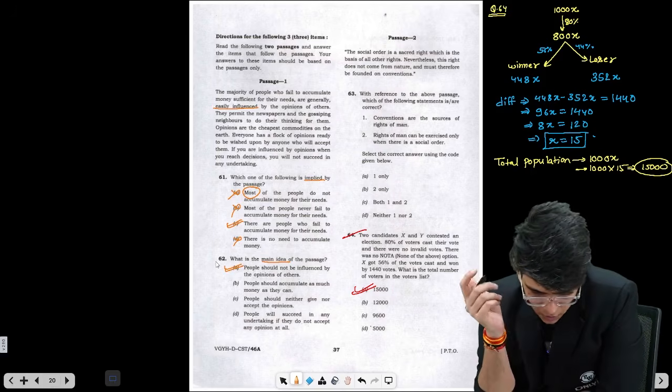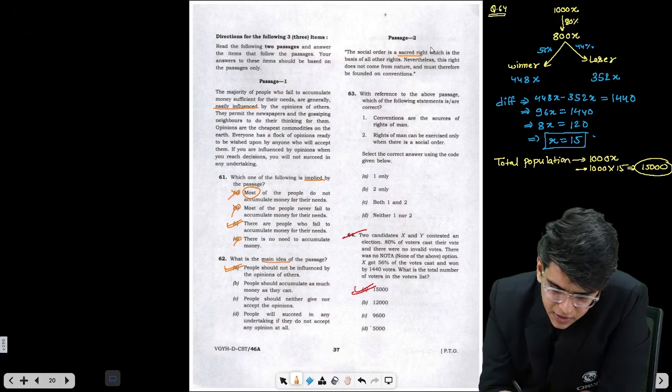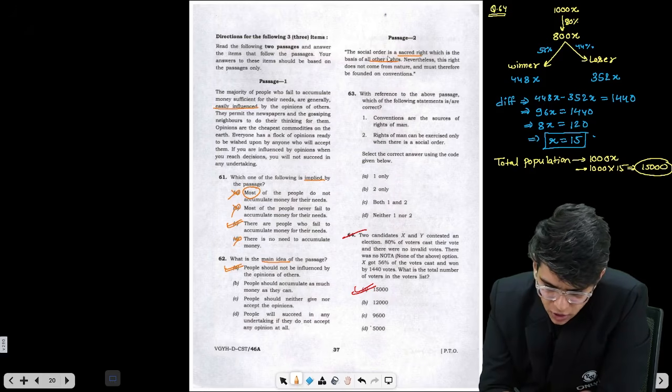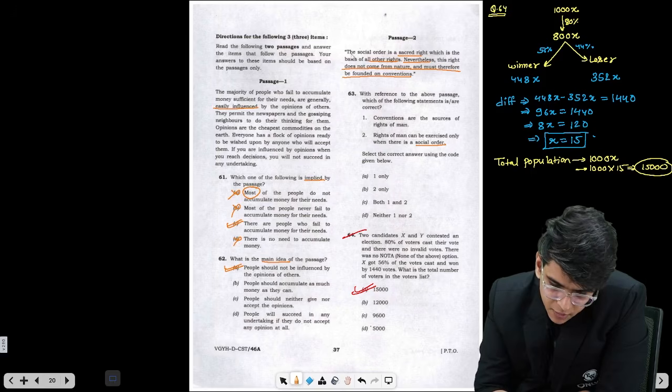Done? 62. Social order is a sacred right which is the basis of all other rights. Nevertheless, this right does not come from nature and must therefore be founded in convention. With reference to the above passage, which of the following statements is/are correct? Conventions are the source of rights of men. Rights of men can be exercised only when there is social order, right? Correct. Because social order is a sacred right which is the basis of all rights. So this is correct. Rights of men can be exercised only when there is a social order.